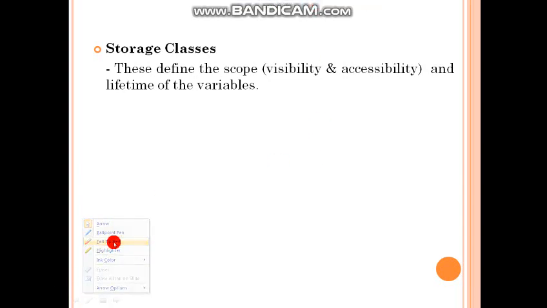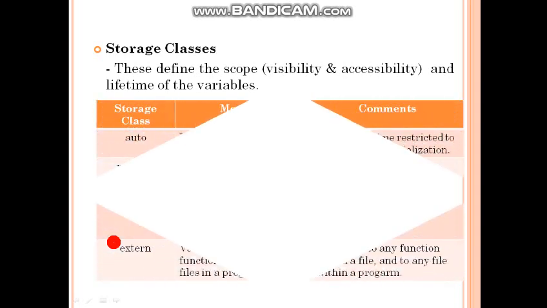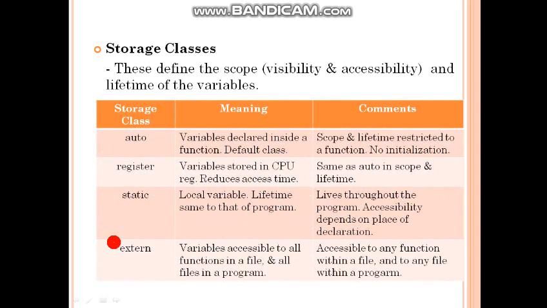Now in this video we discuss the new topic, that is storage classes. Now what are storage classes? It defines the scope for the visibility or accessibility and the lifetime of the variable. Storage classes are divided into four types: auto, register, static and external.